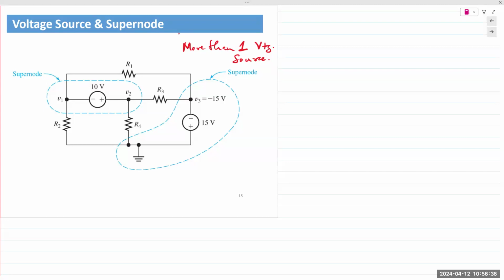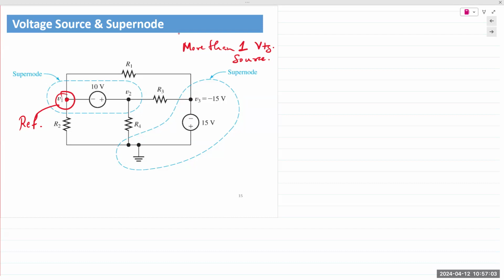For a KCL expression, I can express each resistor voltage in terms of Ohm's law. But how can I do that for, let's say, my 50? If I choose V1 as my reference node, how can I write an expression for the current through 15 volts? We can't. If we cannot write an expression, what we can do is eliminate it.